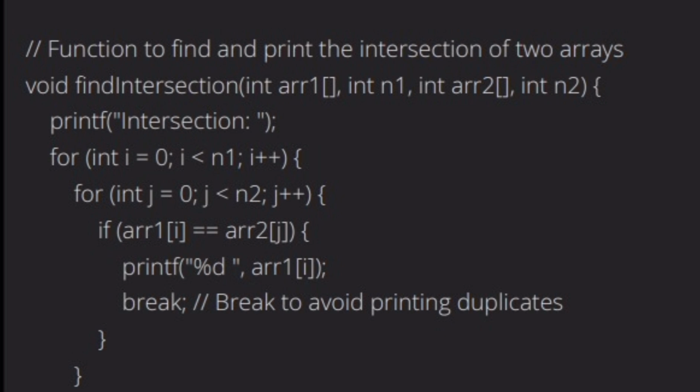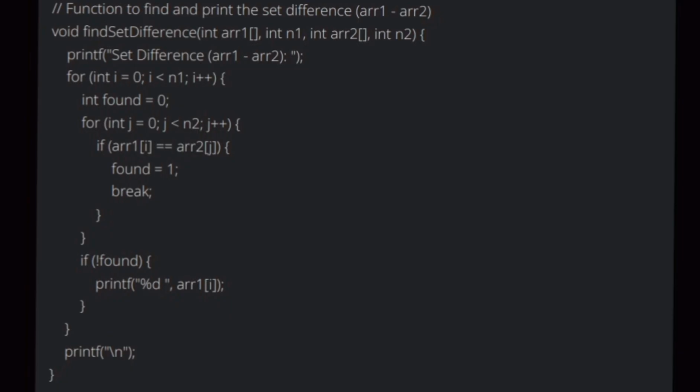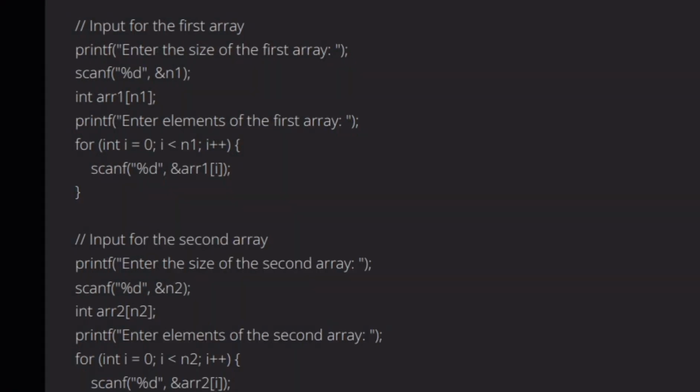So next we go to find set difference, where again int array 1, int n1, int array 2, int n2 are the parameters of the function. This function calculates and prints the set difference of two arrays. Again, it uses nested loops to compare elements of both arrays. If a match is found between an element of array 1 and array 2, it is skipped. If the element from the first array is not found in the second array, it is printed to the console.